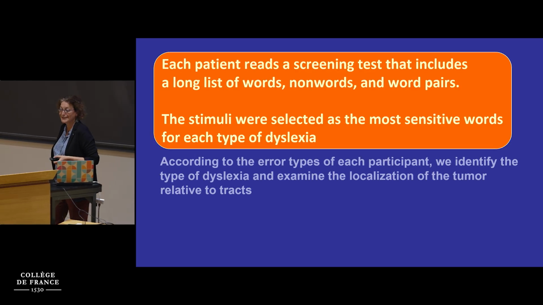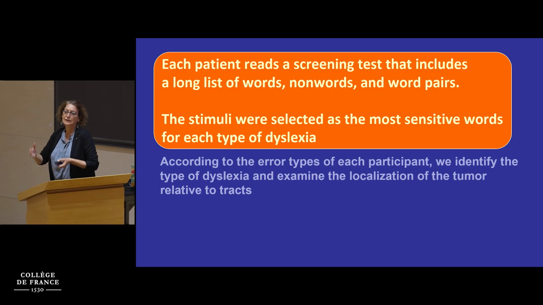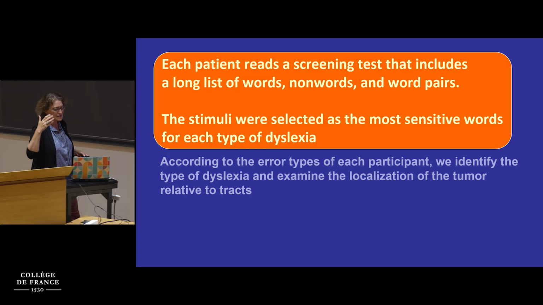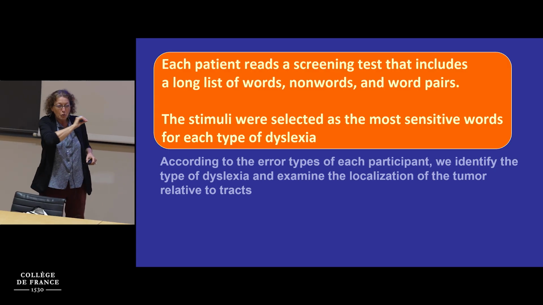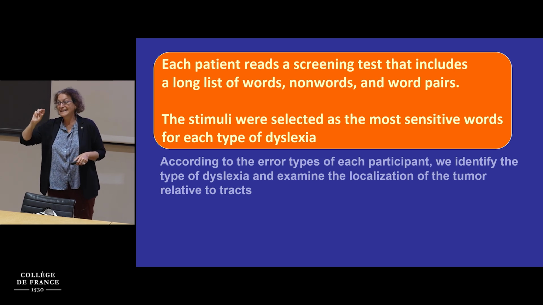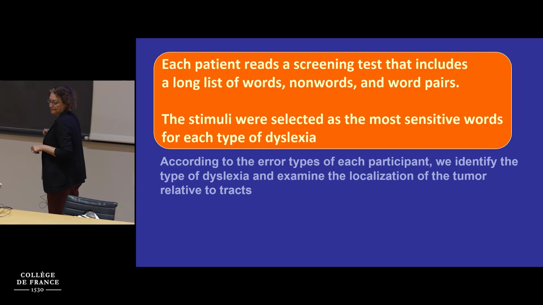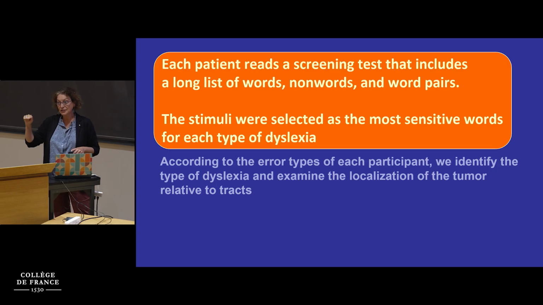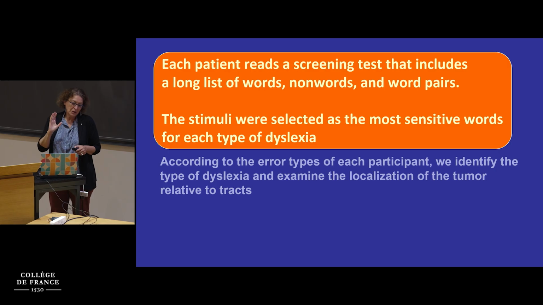Okay, so in order to do all this, each patient read a long list of 136 words, 40 non-words, and 60 words presented in pairs. This is a screening task, and it is built so that it will be sensitive to all 23 kinds of dyslexia that we currently know. So it includes types of words that are sensitive to the different kinds of dyslexia. Then, according to the errors and the types of words that are difficult for each patient, we identify what the deficit is.